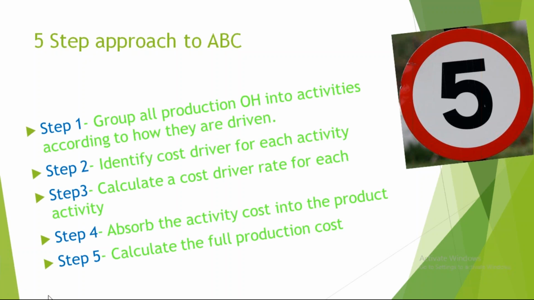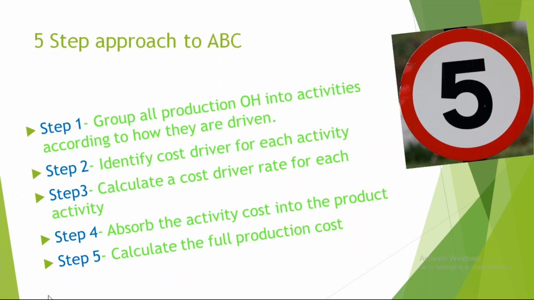Basically, it's a 5-step approach. First of all, production overheads, we group into what we call activities, and that is what we call cost pools. For each of those cost pools, we have to identify the cost driver. There can be many cost drivers, but we must identify the most appropriate cost driver, and then we find out per cost driver the consumption of overheads, and that we will have to absorb into the activity cost. By doing steps 1 to 4, we take only the overhead cost.